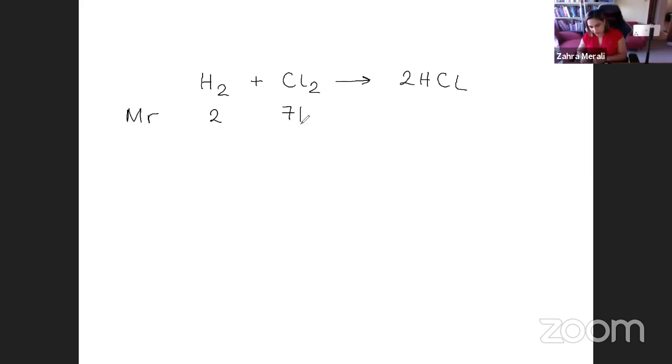HCl is going to be 35.5 plus the H, which gives me 36.5. So this is just the MR of the compounds. So the 2 only matters if it's at the bottom here. How many moles do I have? So the moles of hydrogen I have, H2 here, are 1, because there's nothing in front. Chlorine is just 1, because it's as if it's a 1 in the front. And here I've got 2.